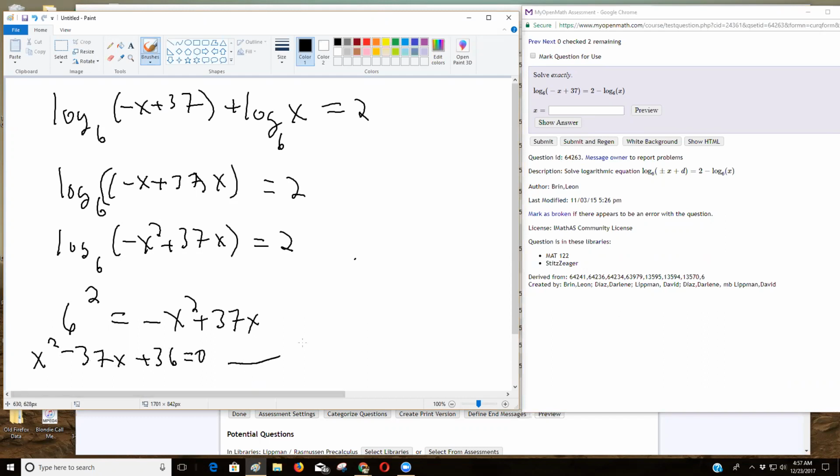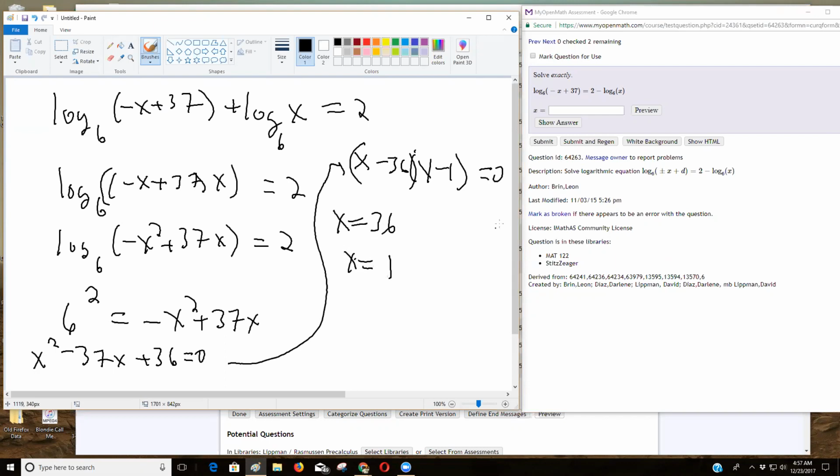Well, that factors to, don't have to use a quadratic formula on that one, x minus 36 times x minus 1. That's equal to 0. So that tells me when x equals 36, this equation is 0. When x equals 1, this equation is 0. And if I substitute both of those back into the original equation, I think I get the same. I don't have any extraneous roots.